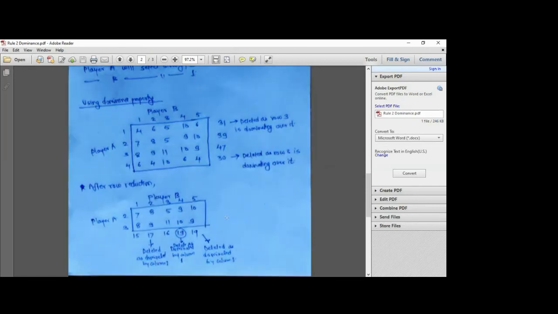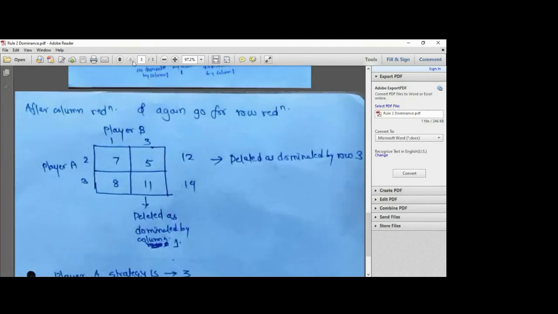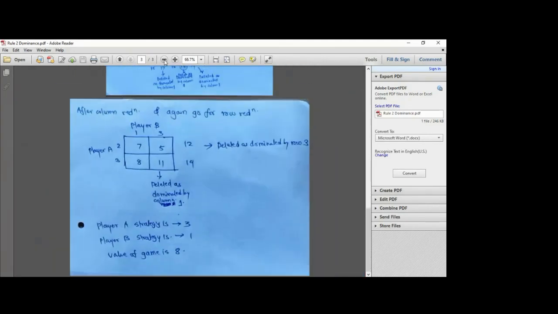Now the remaining column after 17 is 16. So comparing 16, 7 and 5, and 8 and 11, there is no complete dominance. Here it was on the higher side, here it was on the lower side, so there is no complete dominance. So after column reduction we are going to get only these two columns. Now after column reduction, we have got this particular matrix.